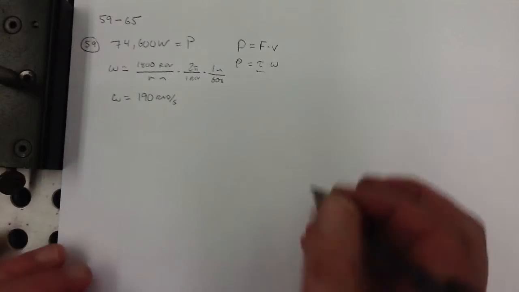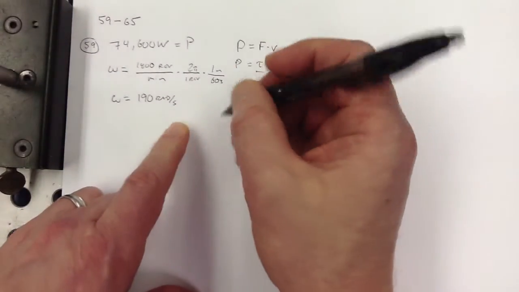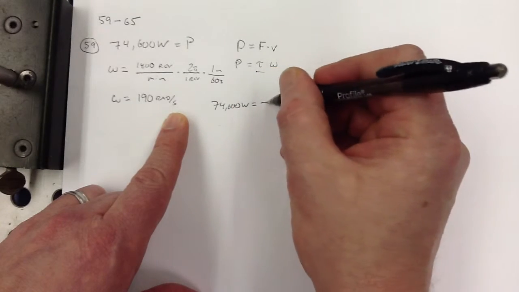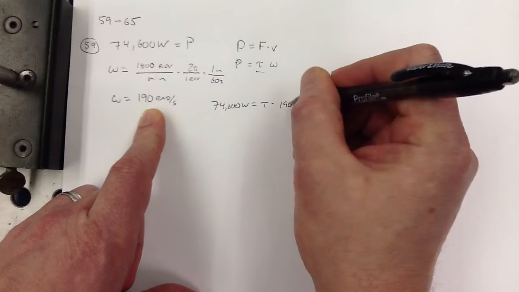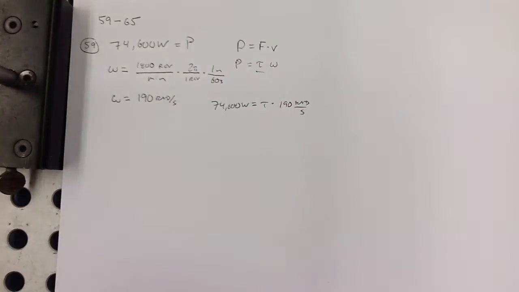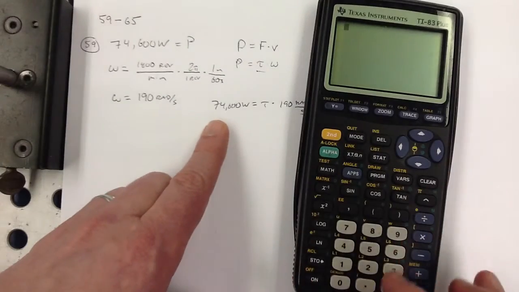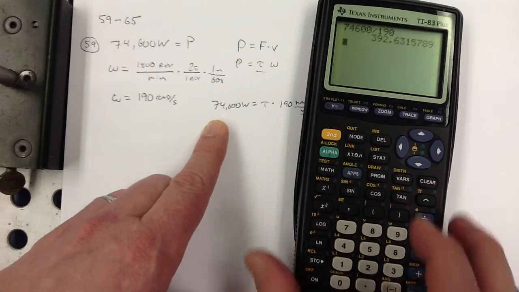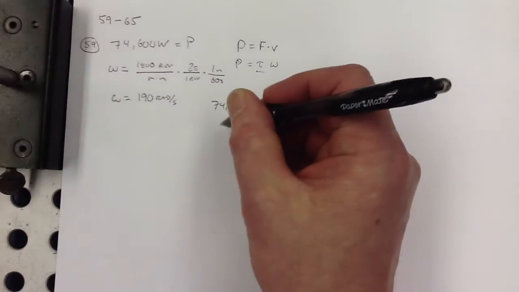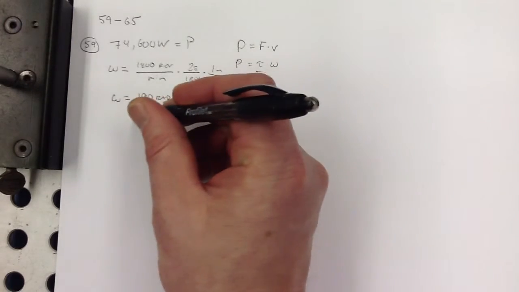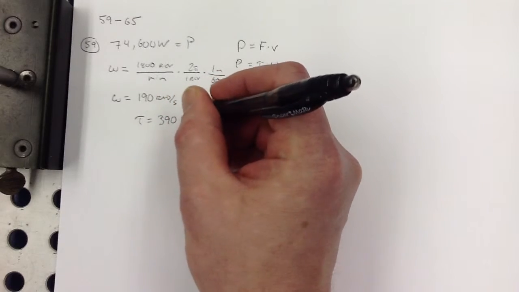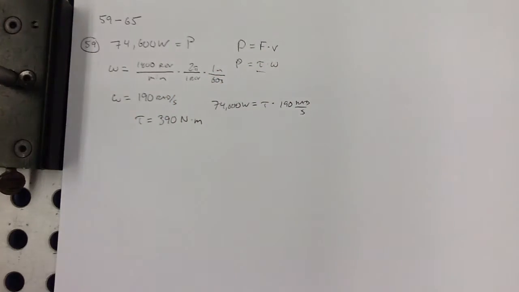Right? So if I want to know the torque, then I have power, 74,600 watts, is equal to torque times angular velocity. And let's see, that's 74,600 divided by 190. It's about 390 foot-pound. Sorry, that's our standard unit. 390 Newton meters of torque.